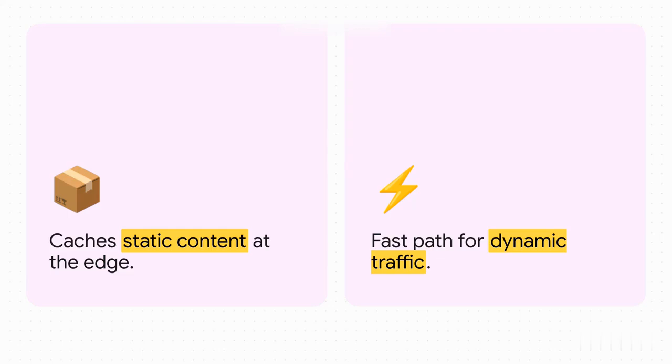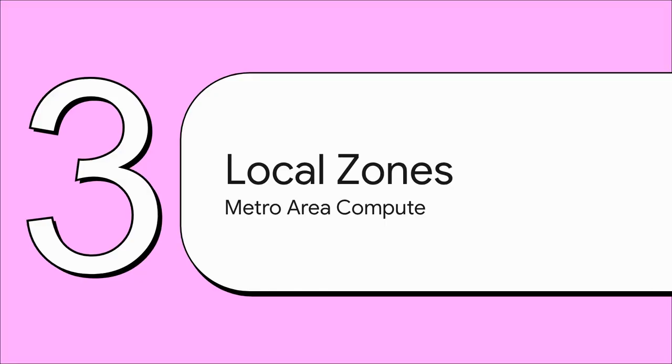So, to lay it out clearly, CloudFront caches static content at the edge, near the users. Global Accelerator, on the flip side, finds the fastest network path for dynamic, real-time traffic. They're both global edge solutions, but they serve completely different types of traffic. As an architect, knowing this difference means you know exactly which tool to pull from your AWS toolbox to solve your specific problem. Moving on to Section 3, the power of local zones.